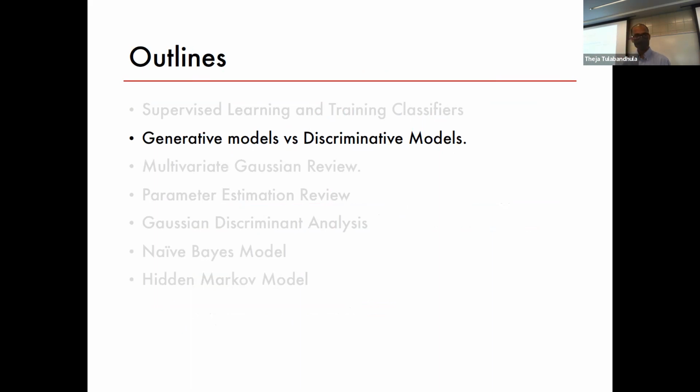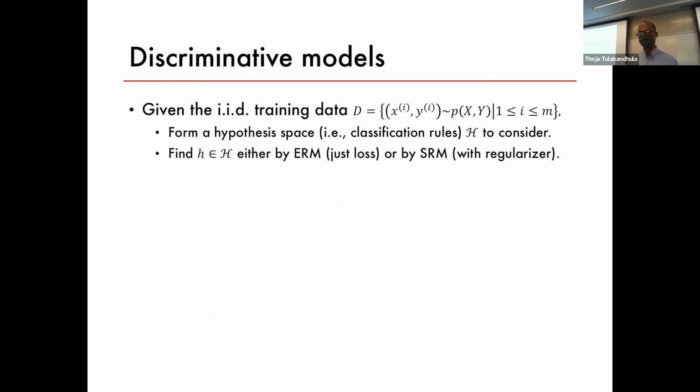So let's do that. Discriminative models are making some assumptions. IID data is like this, XI, YI pairs drawn from some unknown fixed distribution, and I have M examples. I want to consider finding a function which discriminates, basically creates a decision boundary and therefore discriminates between positives and negatives, for example, from a function class or collection of hypotheses, which is script H. And the script H can be obtained either by just directly minimizing the loss or with an extra regularizer if you want. So that's what we do.